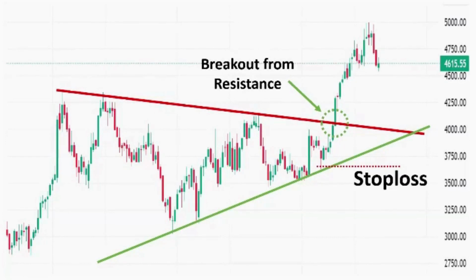And one thing let me tell you about this pattern is that you don't have to anticipate where the price will go. We don't have to predict the price movement, we just have to act on it.